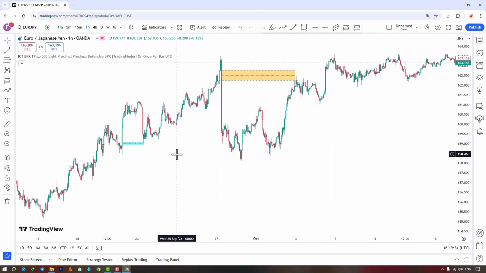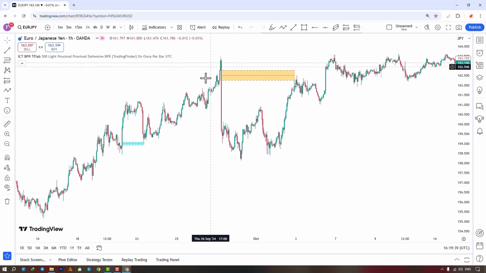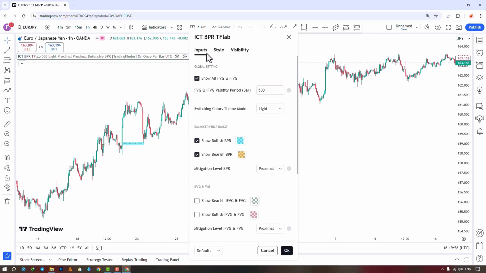First, you can enable or disable the display of all FVGs and IFVGs. By default, it's enabled. Disabling it shows only the most recent FVG and IFVG. In the first part, you can toggle all FVGs and IFVGs, and when disabled, it identifies and draws only the most recent FVG and IFVG.